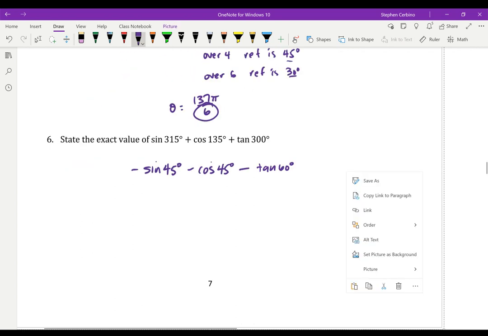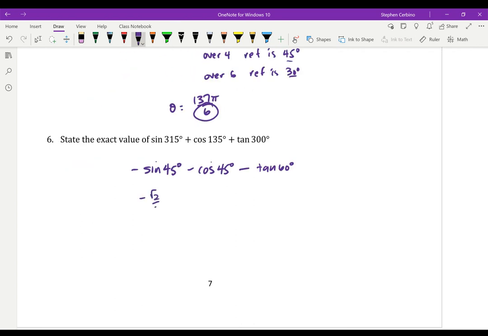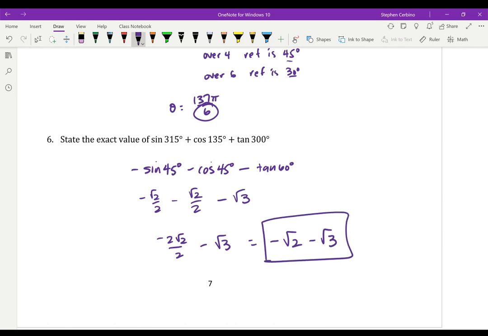Sine of 45 is the square root of 2 over 2. Cosine of 45 is the square root of 2 over 2. And the tangent of 60 is the square root of 3. We can simplify this and say I have negative 2 square root of 2 over 2's minus 1 square root of 3, which is equal to negative square root of 2 minus the square root of 3. That is our exact answer. I can't combine those because they're not like terms.